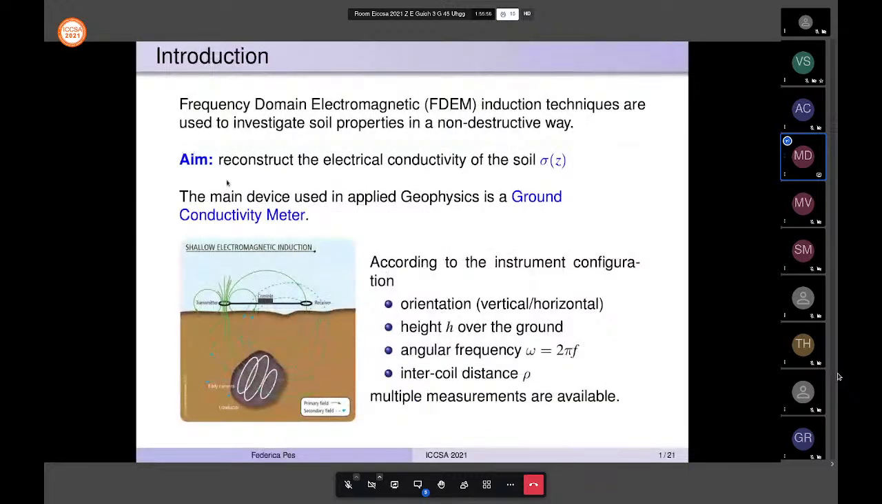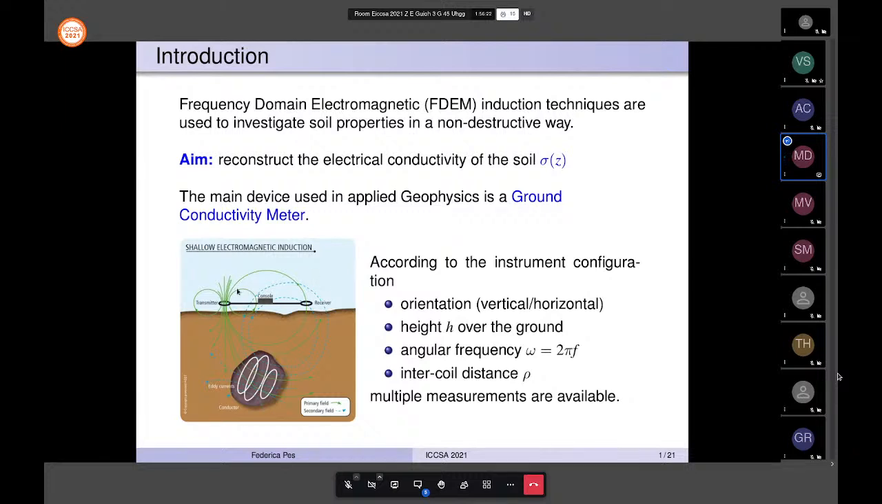Our aim is to reconstruct some soil properties, in particular the electrical conductivity of the soil. We denote the electrical conductivity as a function of depth, sigma(z). The main device used is a ground conductivity meter. It's composed of two coils, the transmitter and the receiver.